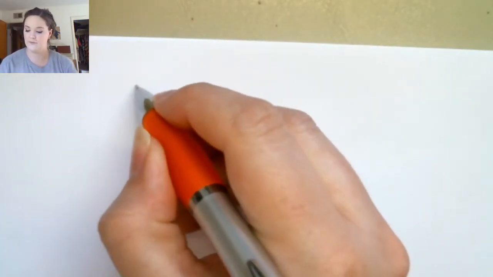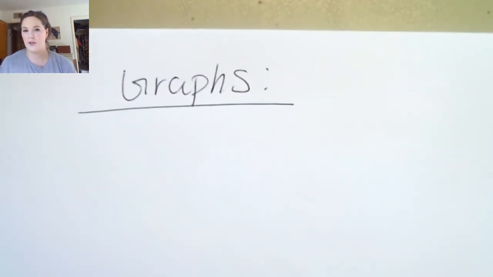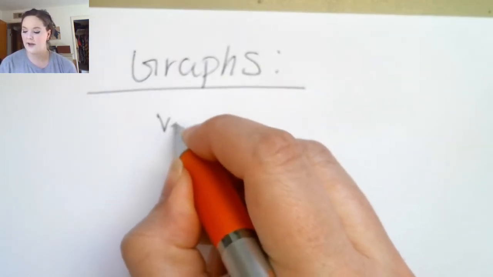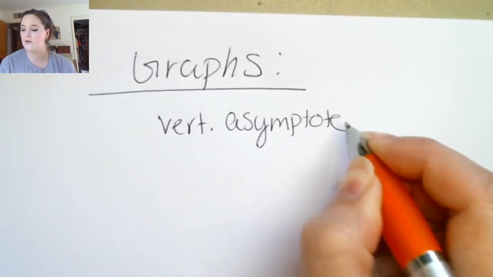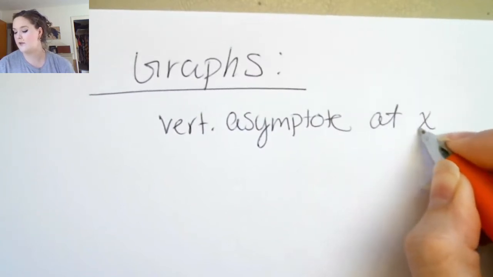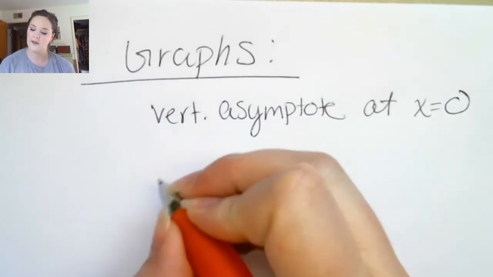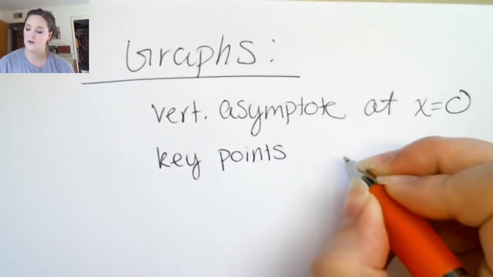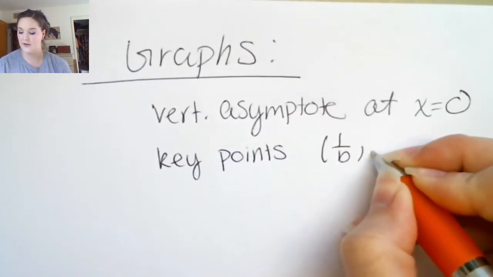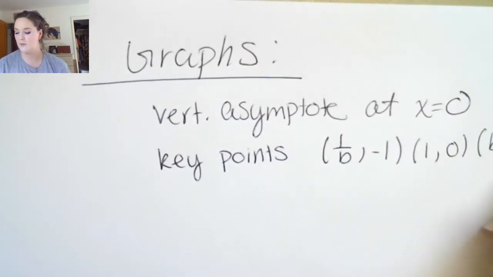Okay, let's talk about some graphing. So the key features of the graph is we have a vertical asymptote at x equals 0, the y axis. And then we have our key points, which are 1 over b, negative 1, then 1, 0, and b, 1.